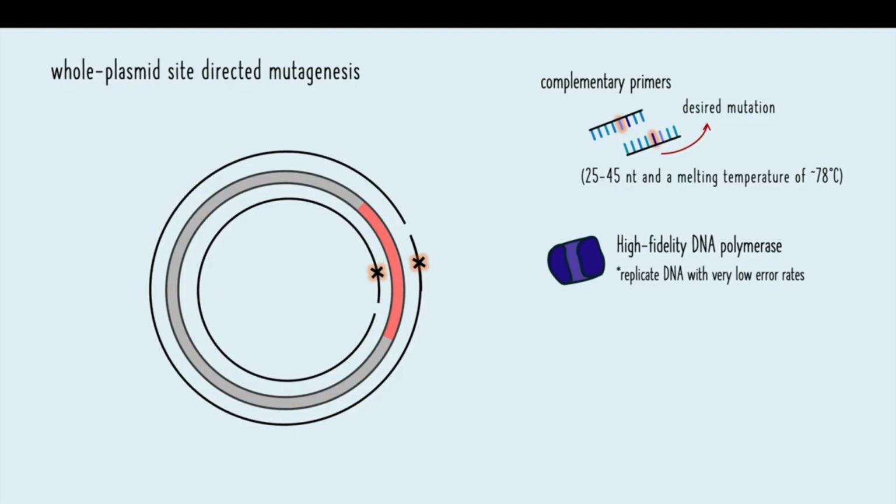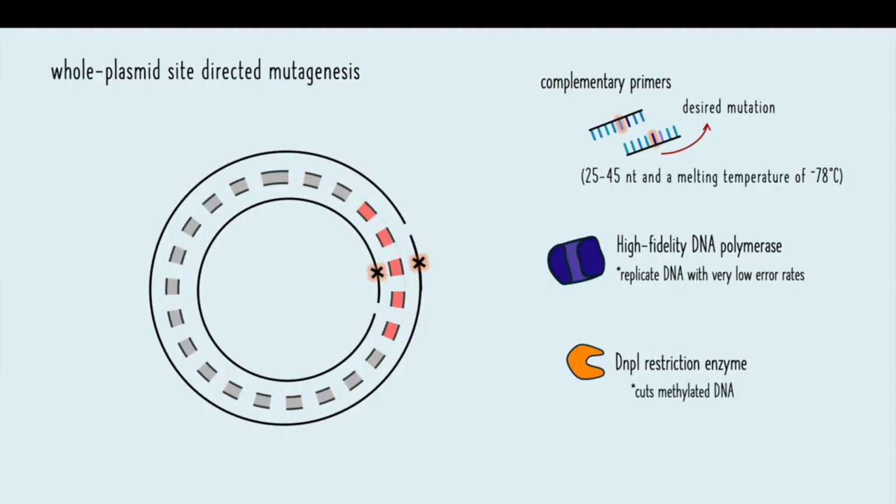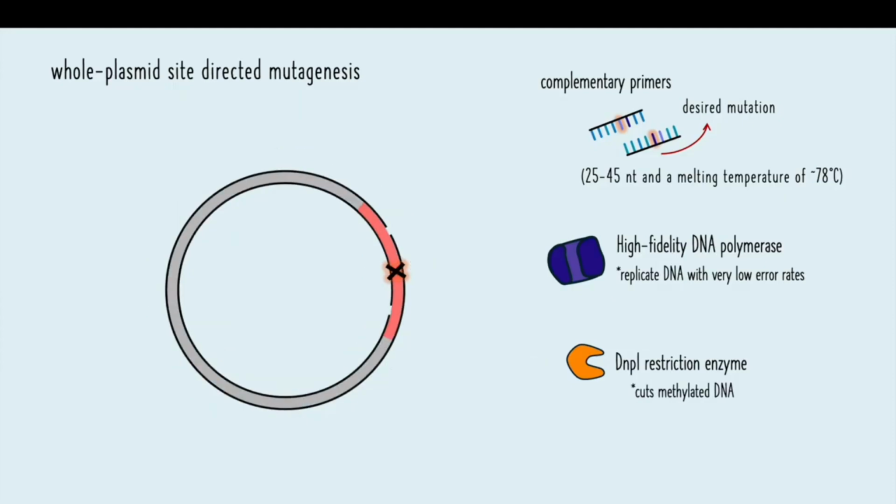the amplification process. Next, we add the DpnI restriction enzyme to break down the original template DNA. DpnI cuts only methylated DNA, which comes from bacteria. The new PCR product is not methylated, so it stays intact.